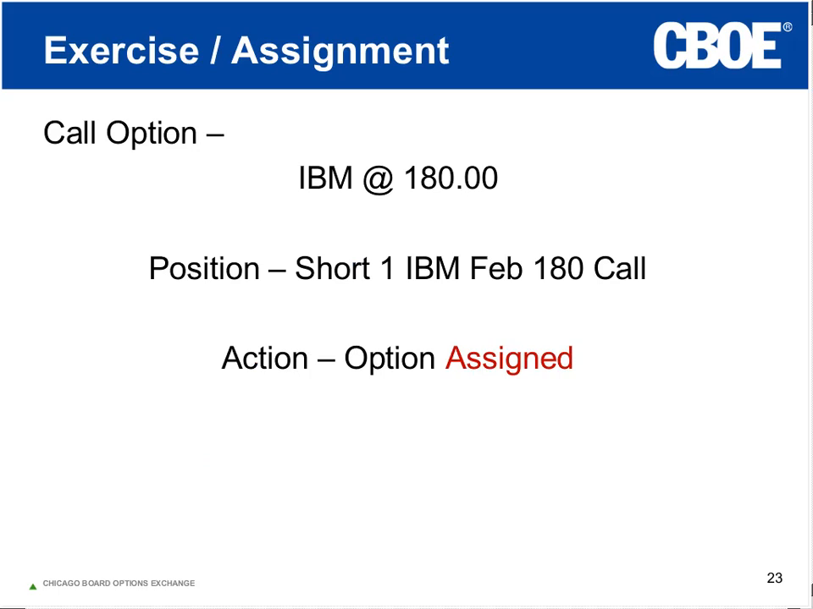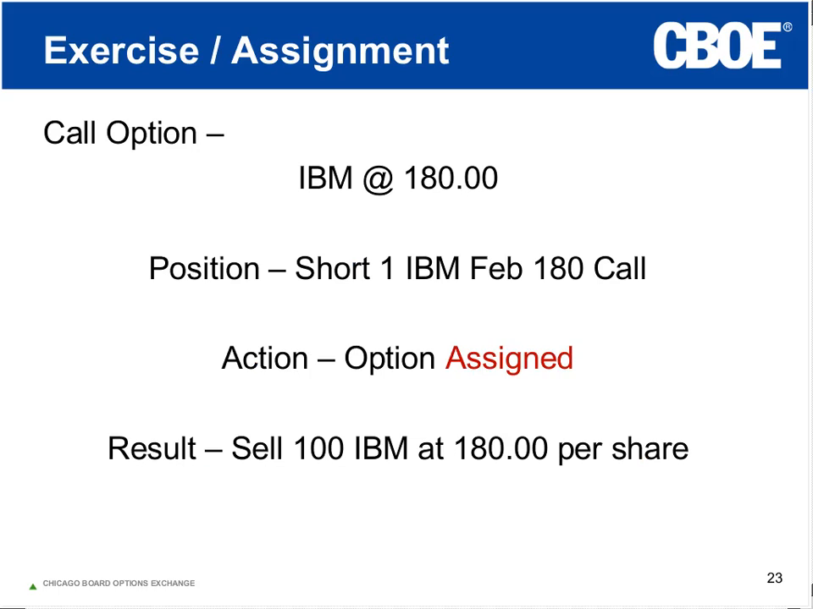Let's say you're short, you're on the other side of that trade, and I was on the long side of that trade, and I chose to exercise my option contract. You could possibly be assigned on one of the February 180 calls, and the result would be selling 100 shares of IBM at 180. If you didn't own the shares, this could result in you having a short position in 100 shares of IBM.